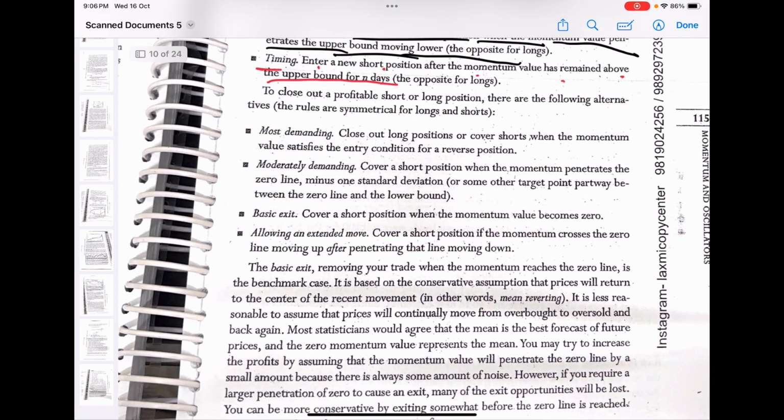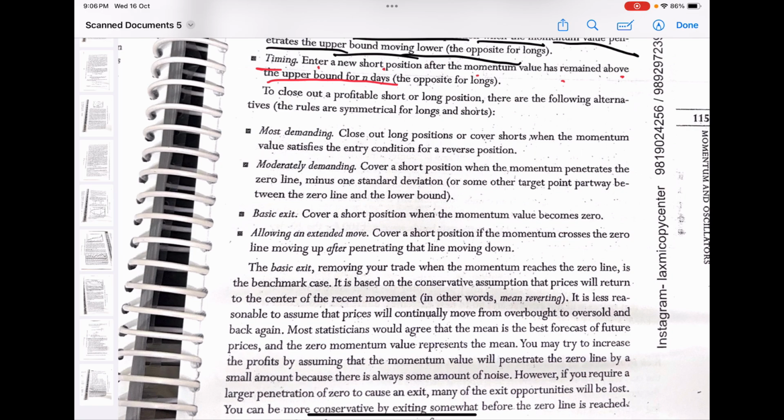Not just to enter the trades, you can also use these momentum indicators to decide when you have to close your existing trades. If your trade is going on, you want to know when to exit from it, when you have to book your profits. Even in that situation, you can use the momentum indicators.